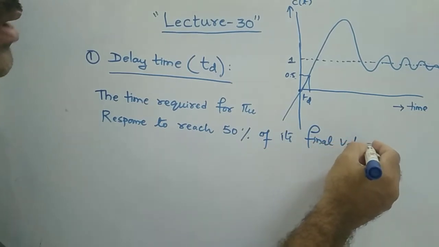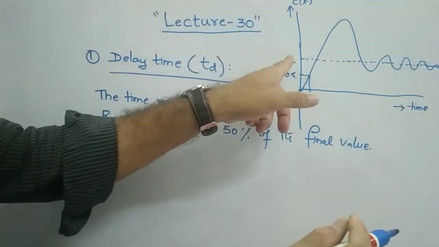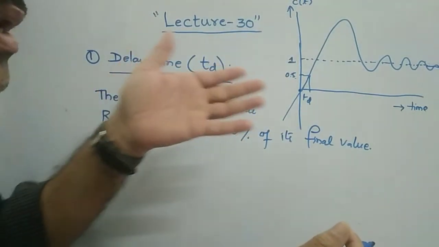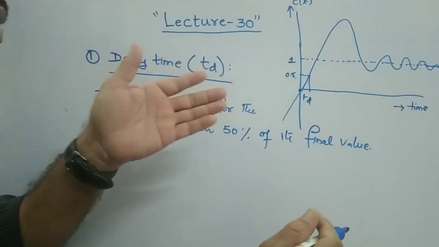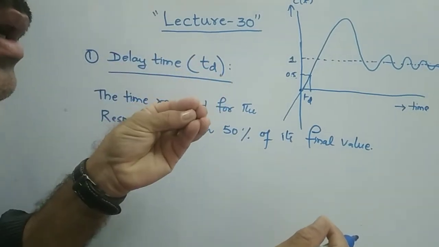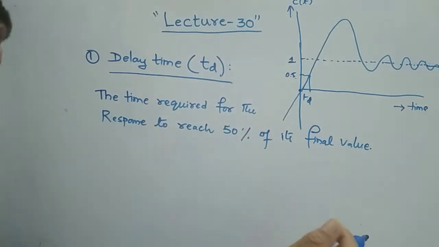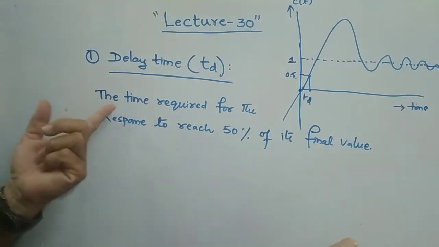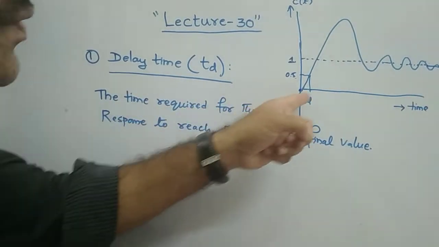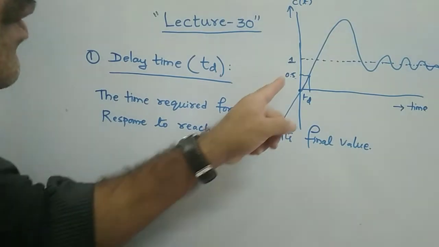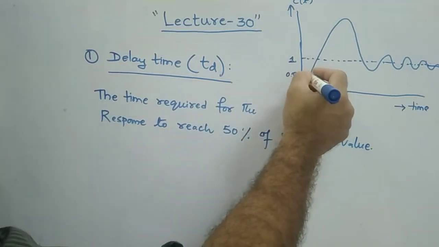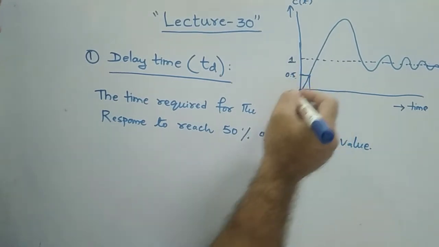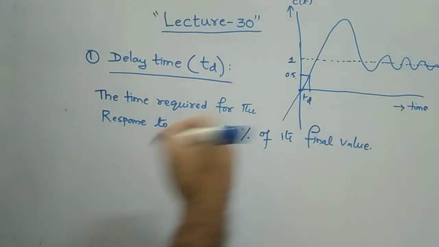What is your final value actually? The final value is 1. Remember that the maximum value is 1, because we are considering a step input. For the step input, the maximum value is 1. Therefore, 50% is nothing but 0.5. So it is the time required for the output to reach 50% of its final value, up to this much. This time is called the delay time. That is what the delay time is.